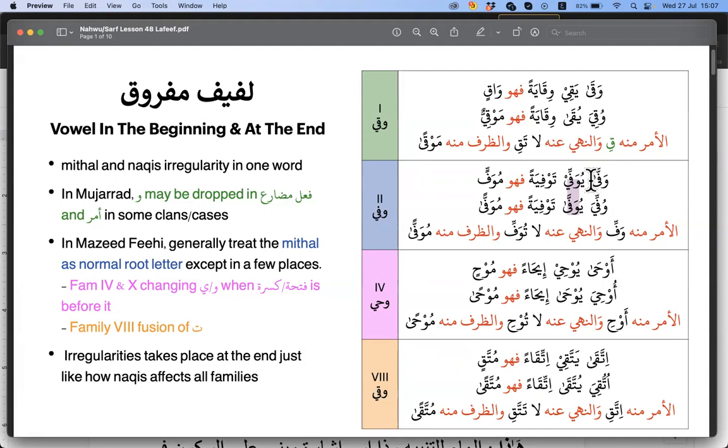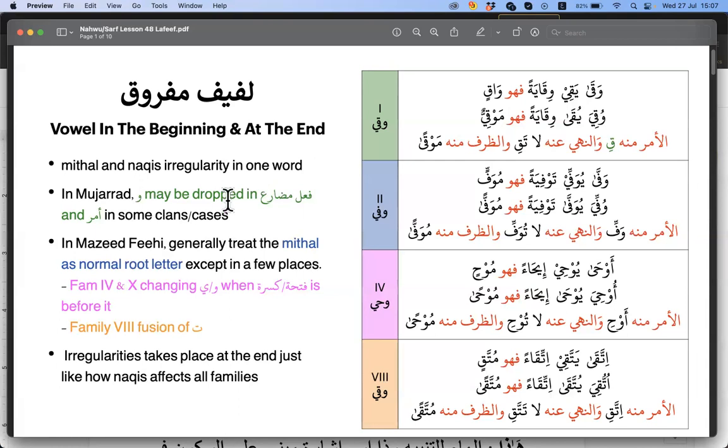But the nakis part is still for all families, because lafif is basically nakis at the end. Whatever happens to nakis, what happens to lafif also. Which I think, mashallah, you all are very good at nakis already, because you can do it, inshallah.